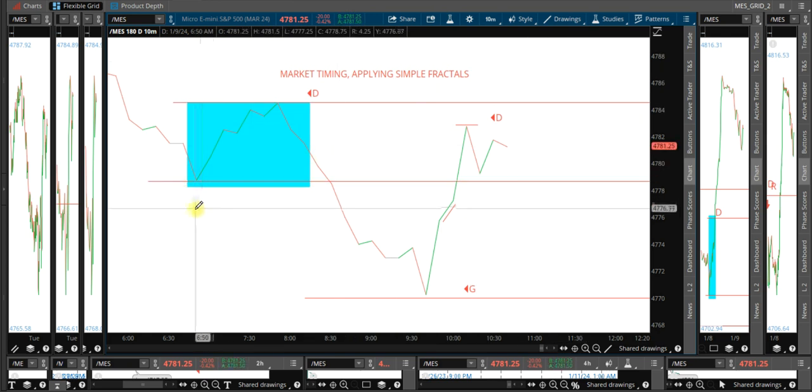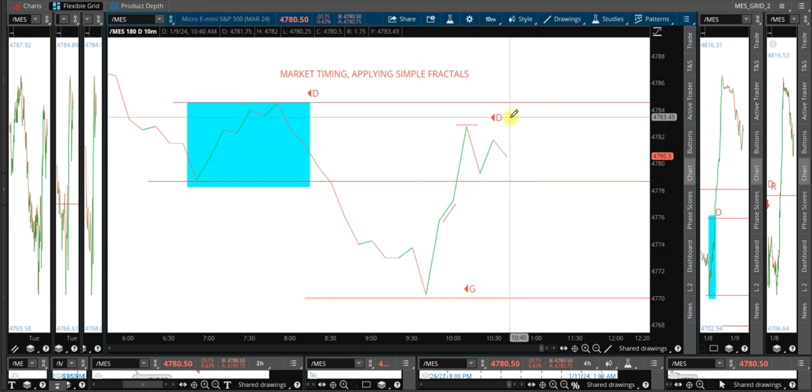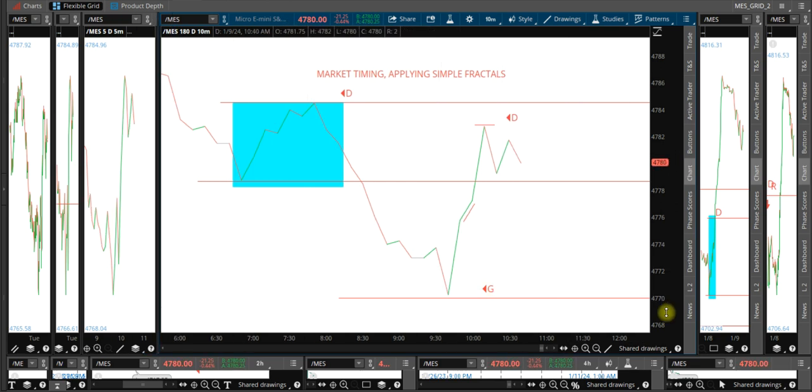Okay, so what we're doing all day long, mapping the market, the turns. Okay, D stands for decay, G stands for growth. D stands for decay. D, that's a short, growth, that's a long, D, that's a short. The other channels aren't showing anything.